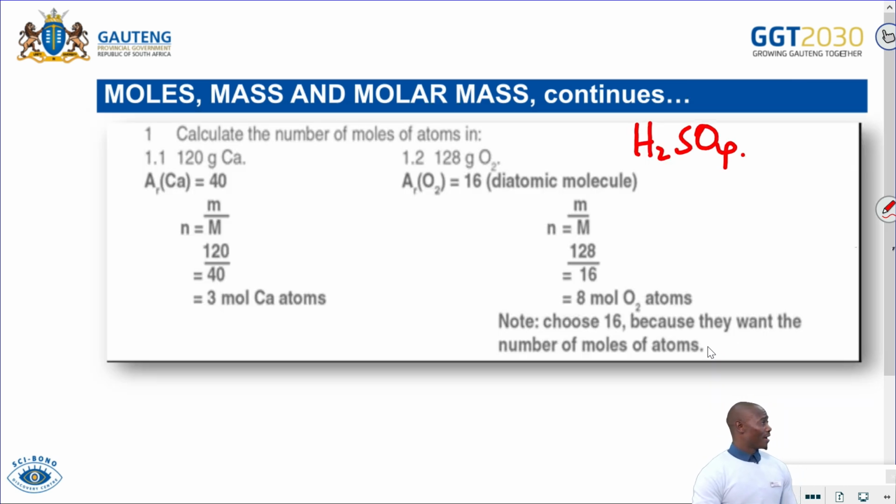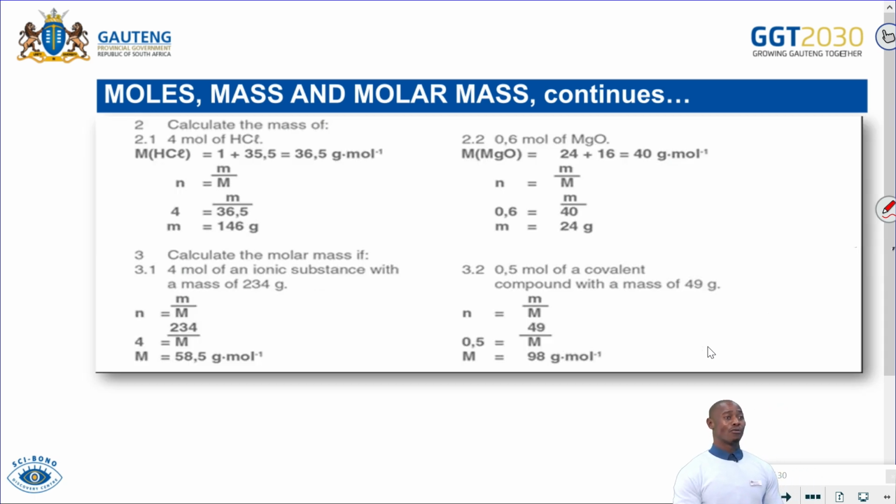So these are other examples where we have to calculate the number of moles of atoms. So calculate the number of moles given the mass. Here you're given the mass of calcium is 120. Then they're looking for the number of moles. So I think we did look at examples like these ones, right? Okay, so I think we have to move on from here. Then calculating the mass, again, we did look at this.